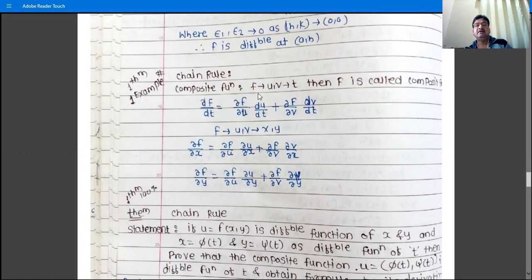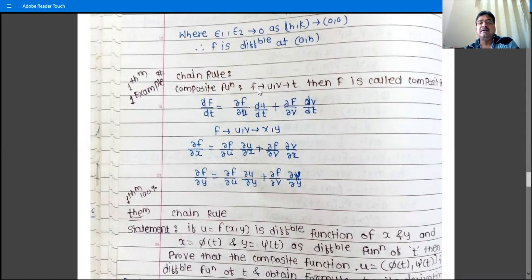Instead of the partial notation, write df by dt, and it is partial f by partial u. Why the partial notation? Because f is a function of u and v, a function of two variables. If a function is a function of two or three variables, that is multivariable, then its derivative is denoted by the partial notation. And if the function is a single variable function, then its derivative is denoted by the small d notation. So f is the composite function of t, and therefore f is a single variable function, and so its derivative is denoted by df by dt.